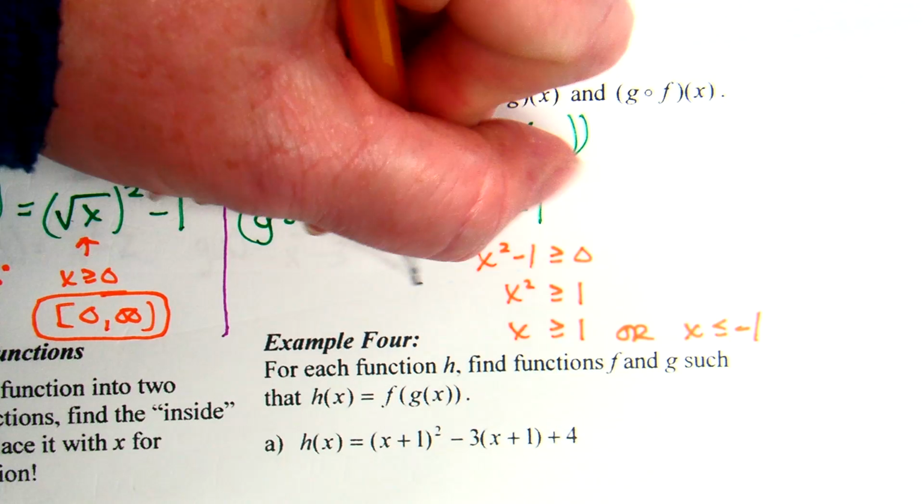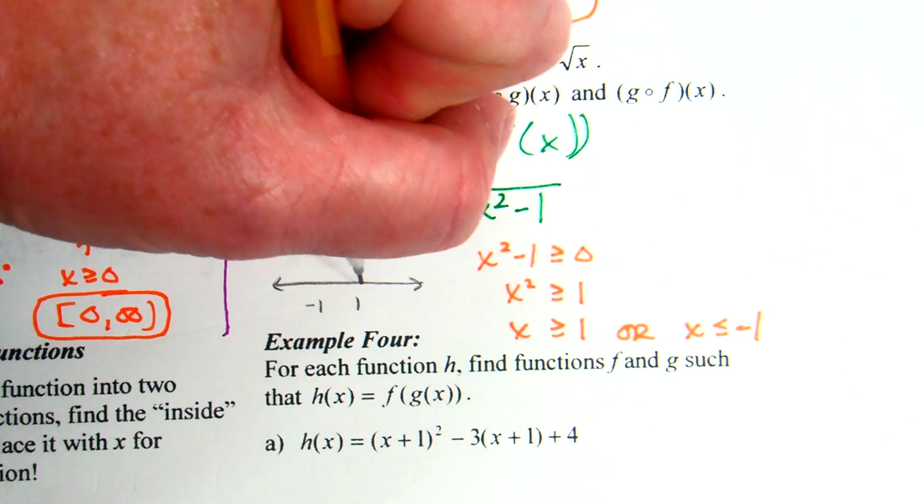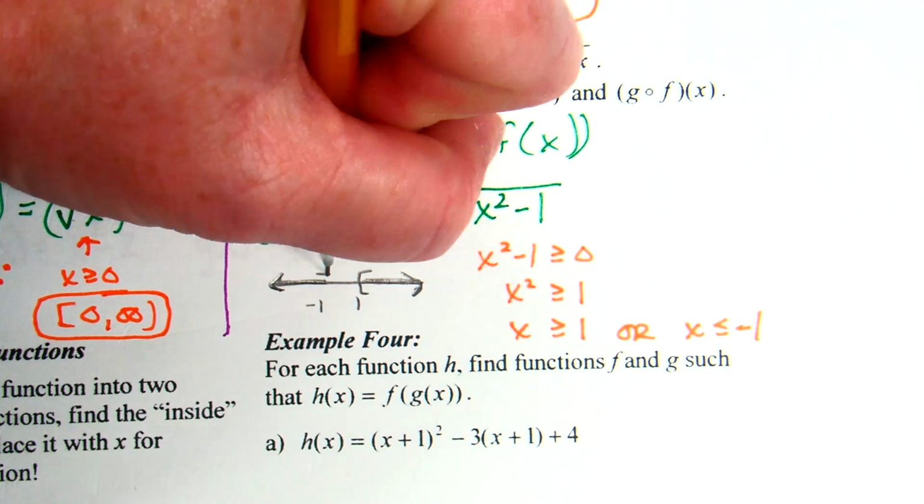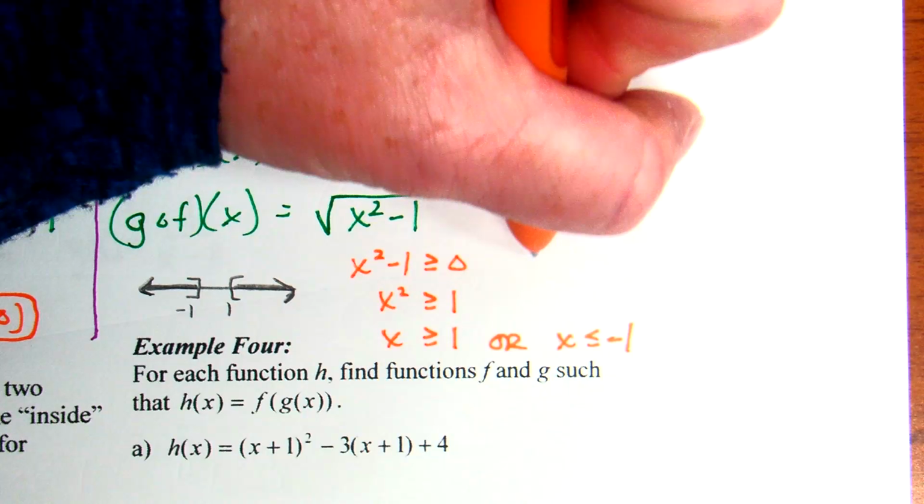And so, now, if you need a visual before you go into interval notation, here's your visual, right? We're going to go greater than or equal to 1 and less than or equal to negative 1. Because they're equal to's, we're using brackets, right? So if you need that visual, don't be afraid to sketch that graph.